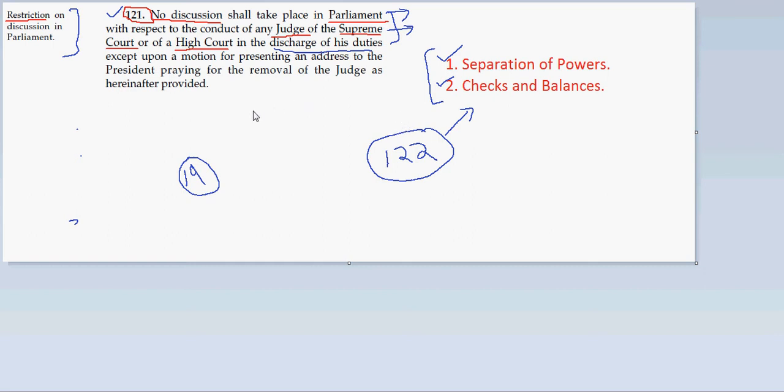But with one small exception. Let's say, what if some judge needs to be removed? Only in that case, any person can talk about any Supreme Court judge or High Court judge. That will be discussed in Article number 124. Article number 124 talks about the process of removal of a Supreme Court or High Court judge.